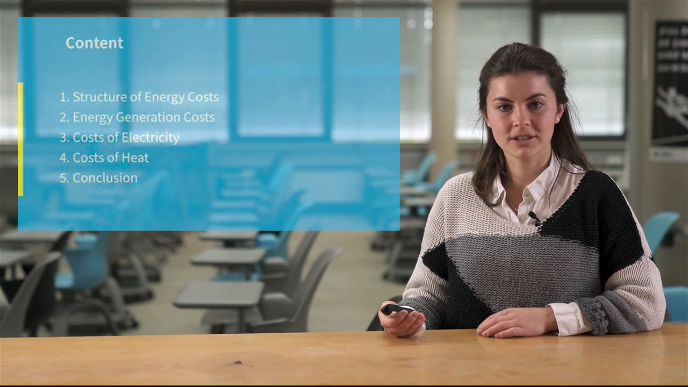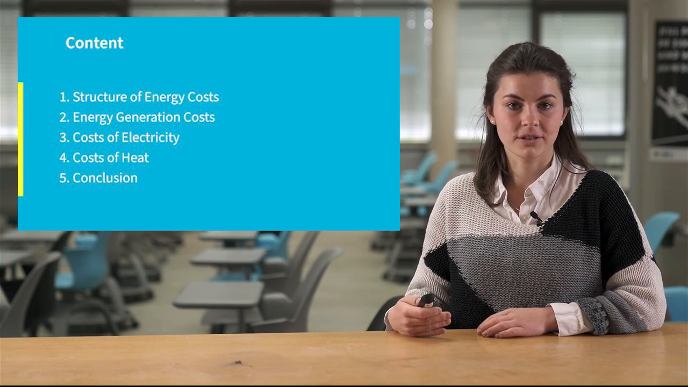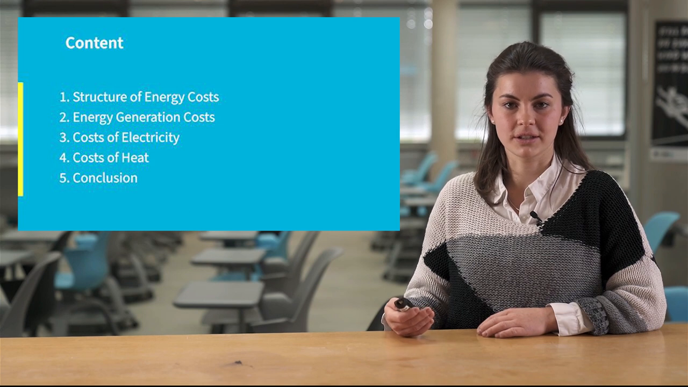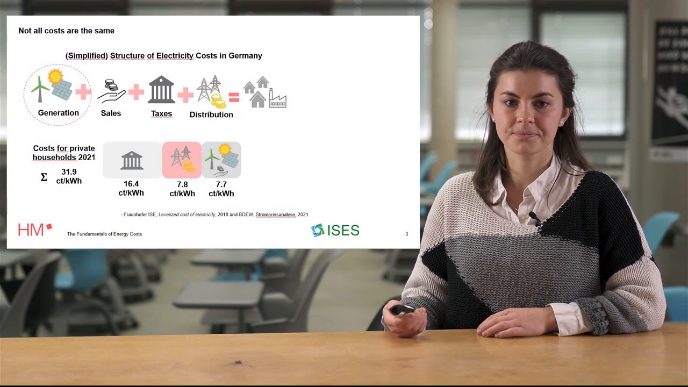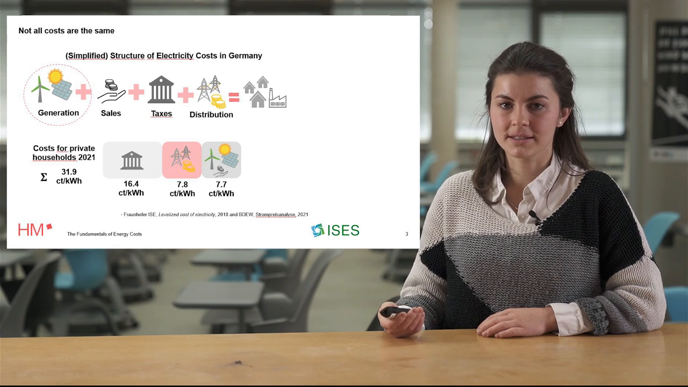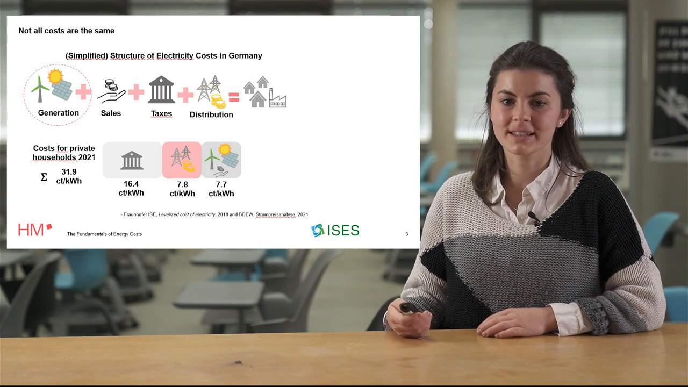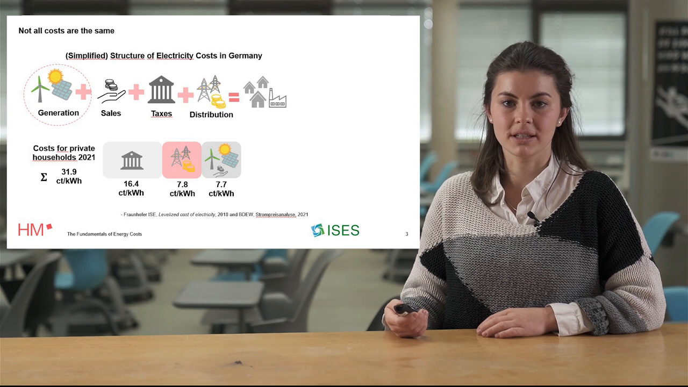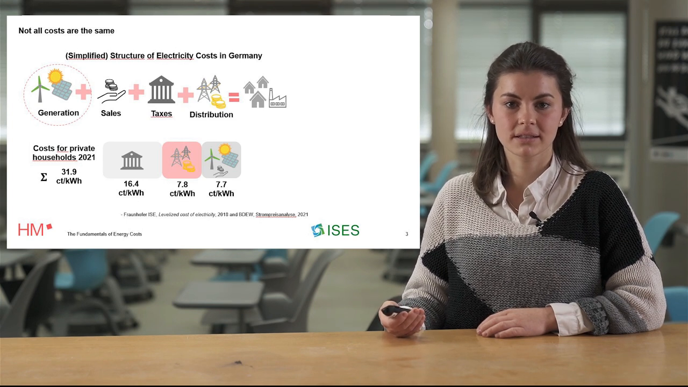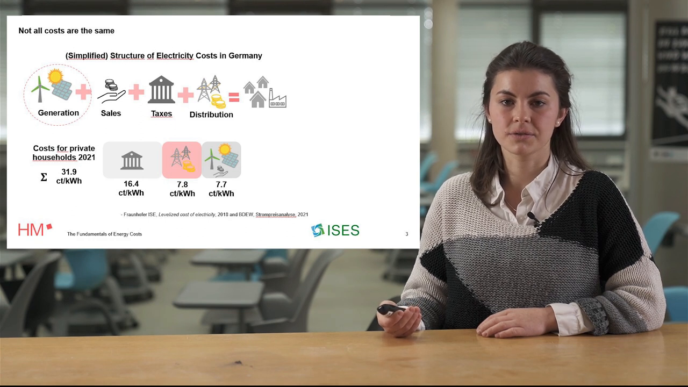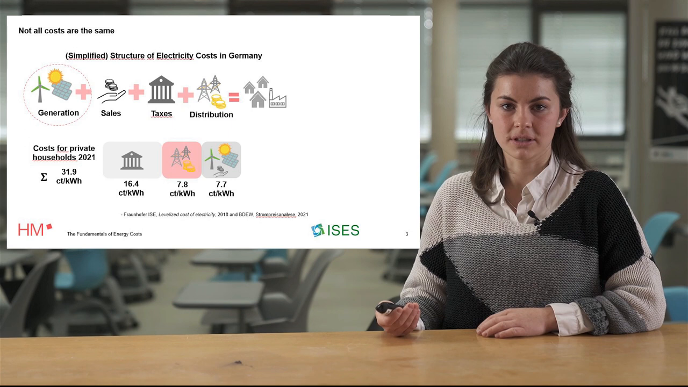In the next few minutes, we will talk about the structure of energy costs, the energy generation costs, especially the cost of electricity and heat, and the conclusion. Not all costs are the same. As we can see, the energy costs in Germany consist of costs for generation, costs for sales, taxes, and costs for distributions, for example, the energy grid.